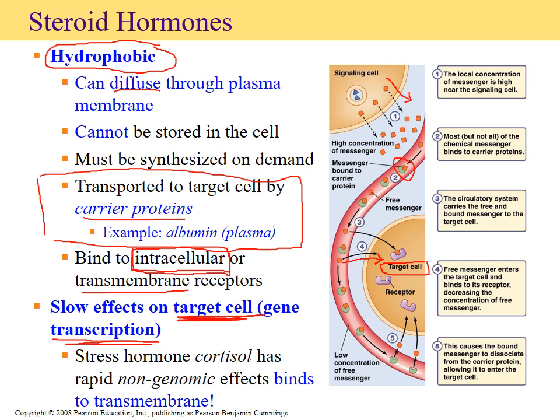Not all of the steroid hormones will do this. So for instance, cortisol tends to always utilize a transmembrane receptor, and because of that, it tends to have a more rapid response, a non-genomic based response compared to the other steroid hormones in the category.